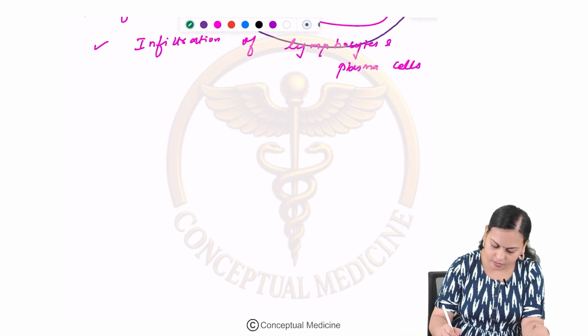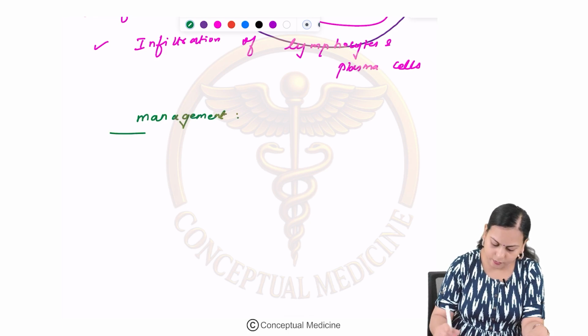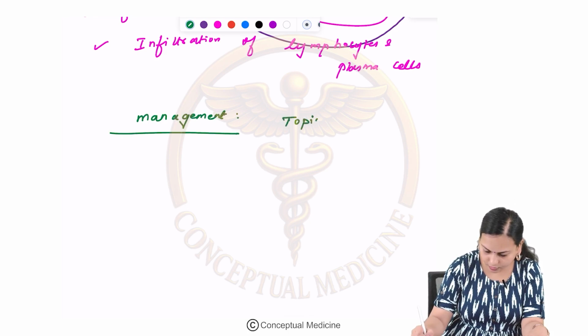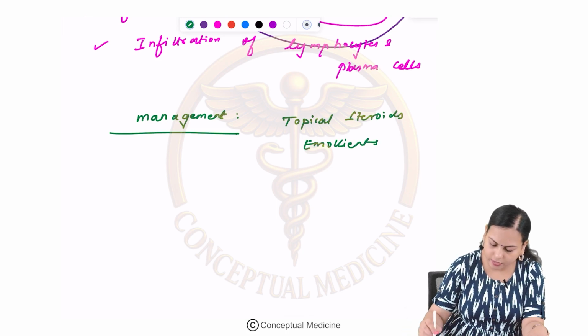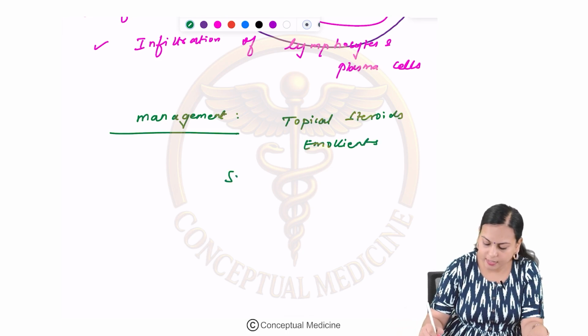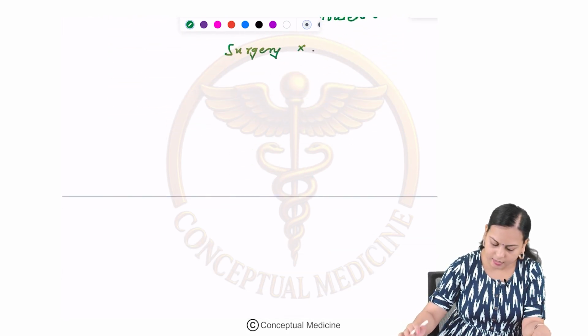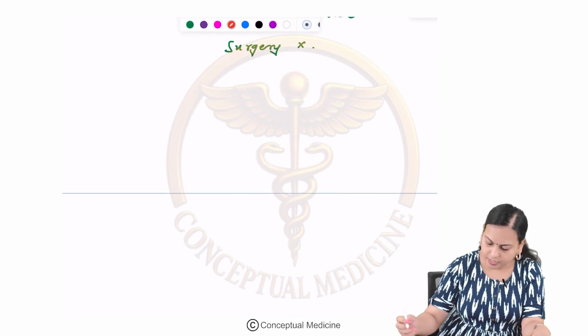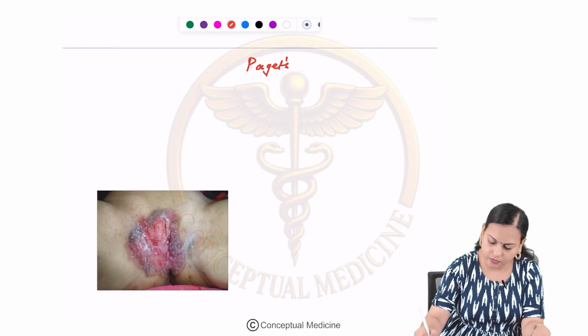Next one is, how will you manage this condition, lichen sclerosus? So, management is usually by topical steroids, or we can also offer them emollients. For this condition usually surgery is not needed. And next disease we are going to discuss is Paget's disease. This is also a precursor lesion.